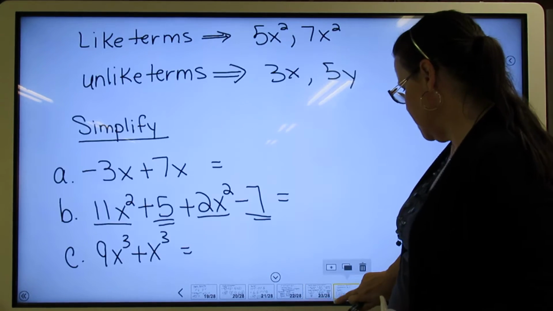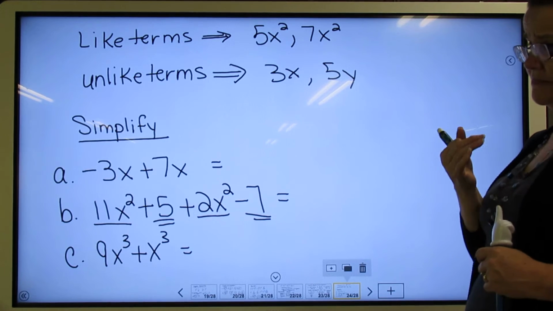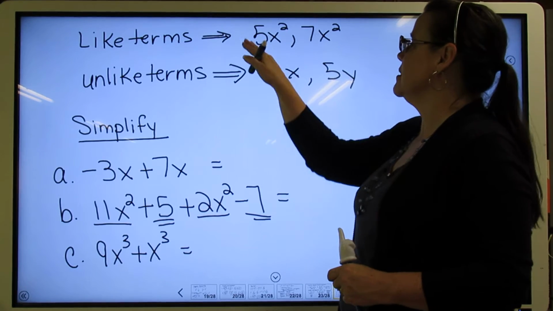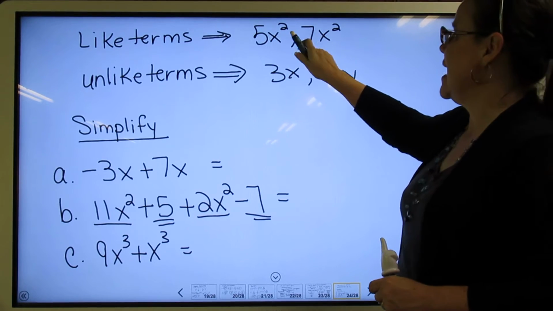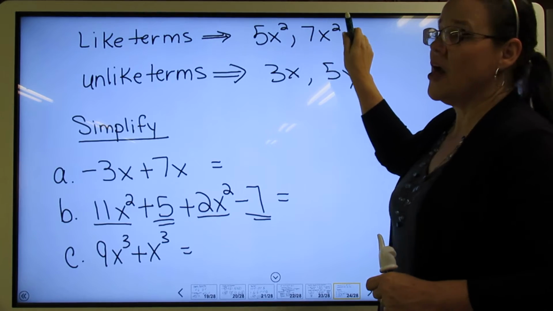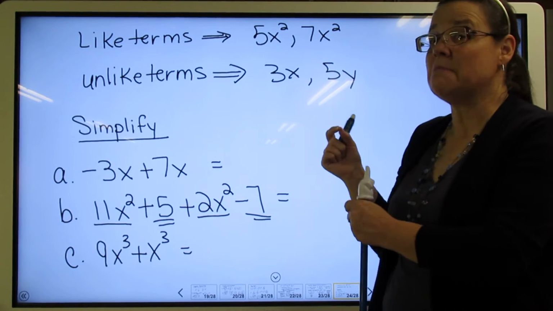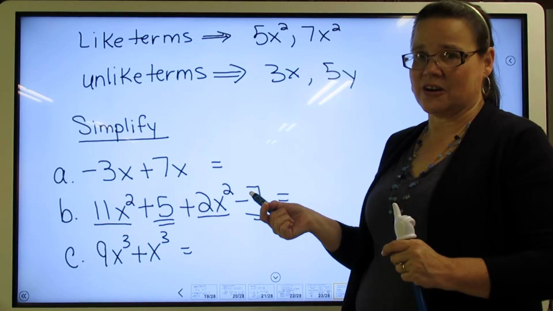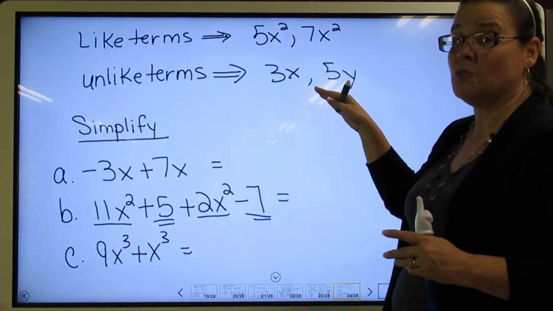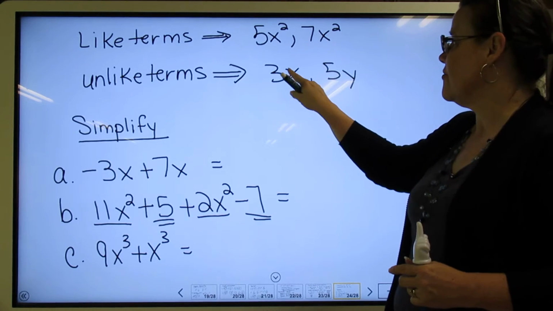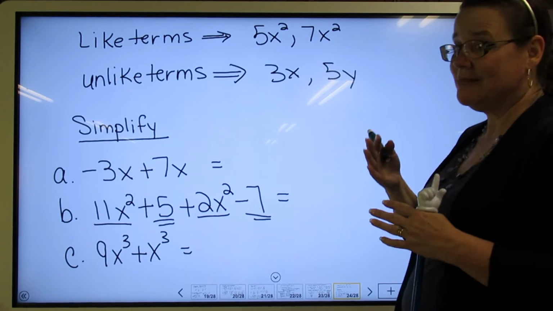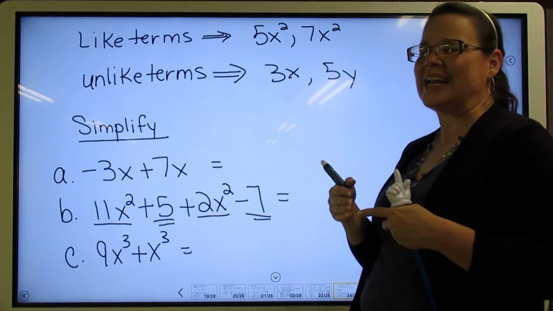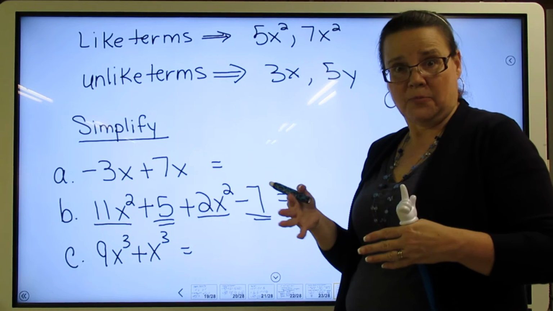Okay, next up, like terms. So we're getting into simplifying polynomials. And like terms mean they match. They have 5x squared, 7x squared. They are like terms because they match. I don't know how I can express that any clearer, right? Because these are unlike terms. Why? Because they do not match. 3x, 5y. They don't match. Okay? So they're unlike terms. So you only add and simplify what matches up with one another.